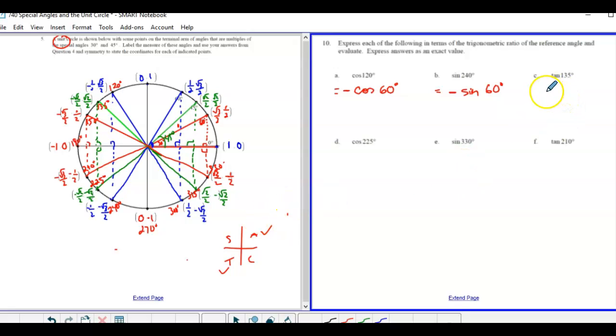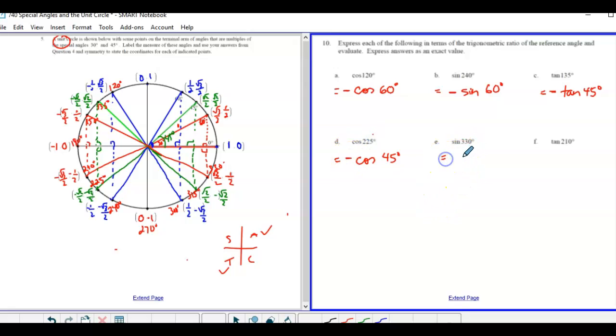Tan of 135, so the reference angle is 45. So do we have to make that negative? Well, tan of 135, that's in the second quadrant. Tan of 45 is positive. Tan of 135 would be negative, so we have to change the sign of it to make it the same. So now these are equal to each other. Next one, reference angle of 225 is 45. That's in the third quadrant, so cos is negative there.